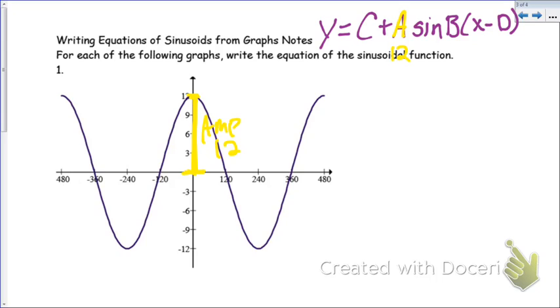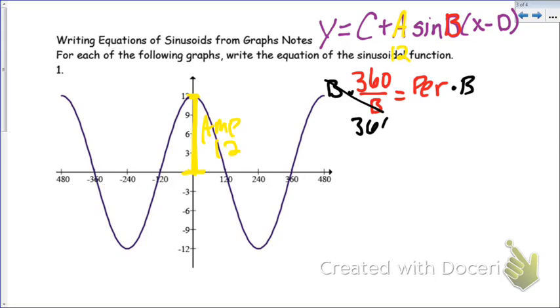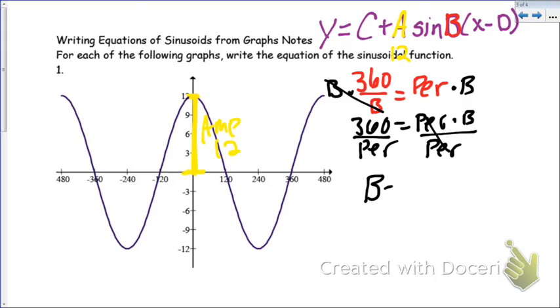B is a little bit trickier, but if you remember, when we're trying to draw our graph, we learned earlier that if it's in degrees, 360 divided by B is my period. So if I want to figure out what B is, I'm going to need to rearrange this equation a little bit to get B by itself. So I'm going to multiply by B on both sides. Those B's cancel out. And then in order to get B by itself, last thing I'm going to do is divide by the period. So what I'm left with is that B is equal to 360 divided by the period.